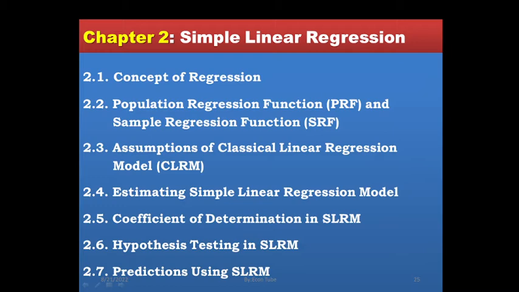In this chapter we look at simple linear regression models. Under this chapter I go with an overview of the concepts of regression. Under 2.2 we have the population regression function and sample regression function, and assumptions of the classical linear regression model. 2.4 is about estimating the simple linear regression model. Then we look at the coefficient of determination, then hypothesis testing. Finally, we predict using this simple linear regression model.